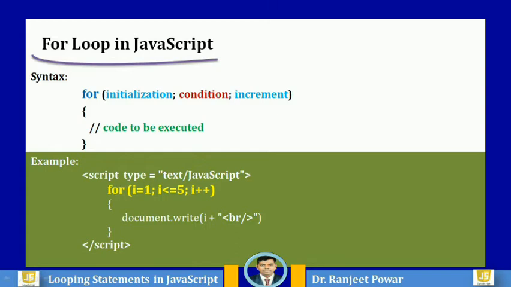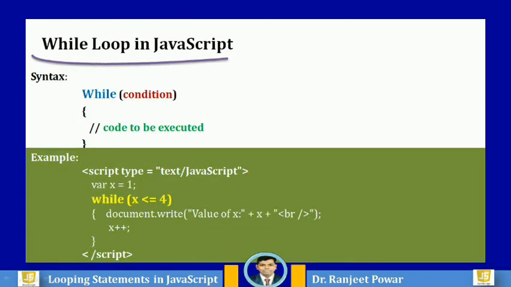The third one, that is increment, is executed each time after the loop has been executed. Normally, this statement is used to increment or decrement the counter variable, and this is also an optional parameter. And you can see in the example how the for loop is used in JavaScript.